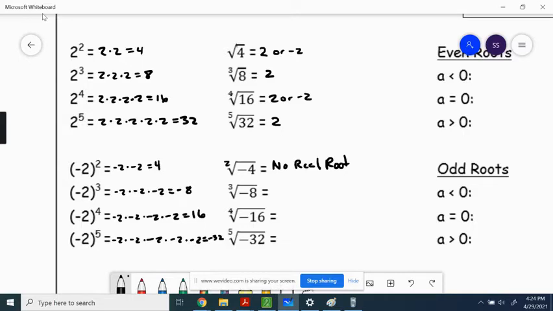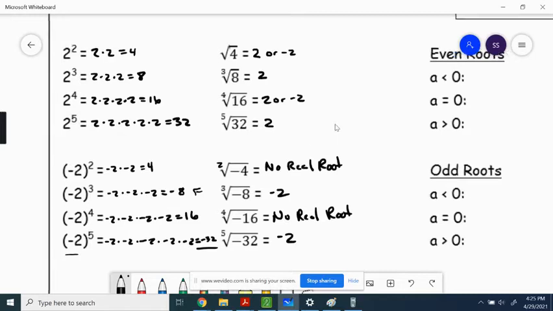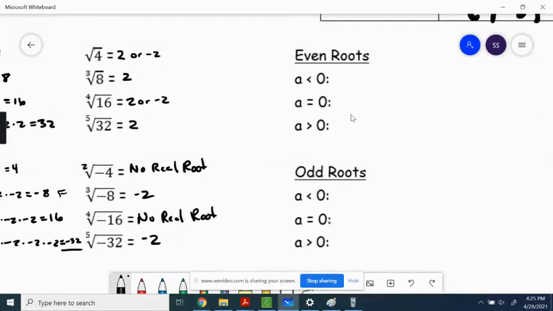What about the third root of negative 8? We did get that with negative 2. And negative 16, again, with 16 we only got a positive 16, so again, this is going to be no real root. And with the fifth root of negative 32, we were able to get that with negative 2. Okay, so hopefully this conceptualizes and makes more sense when we write these rules down.